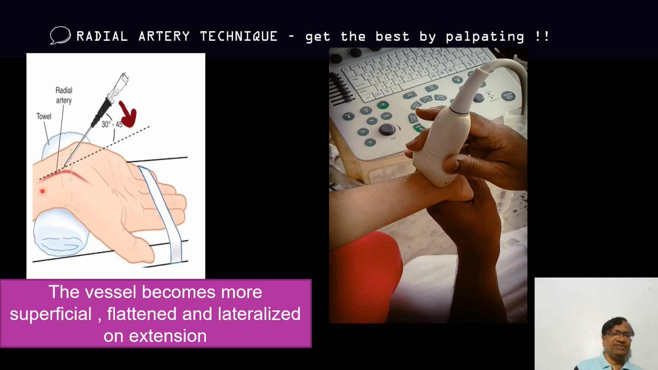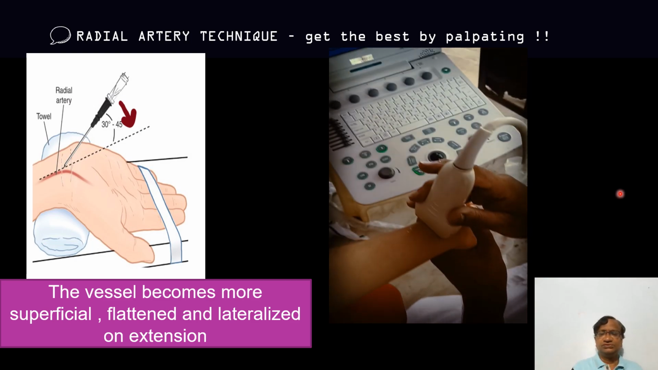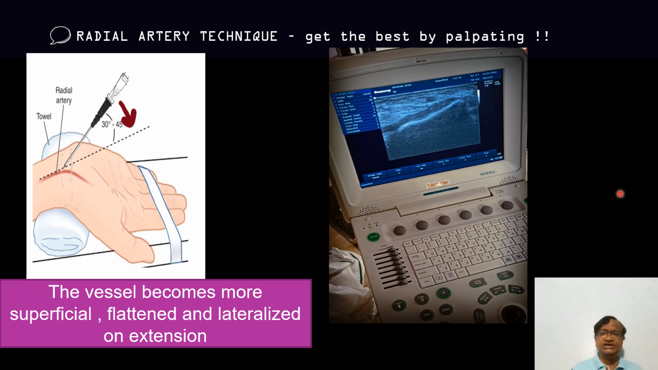Now you see, some people keep this very high, and this is 30 degrees. You come down and then cannulate, with a towel here, and this should be closed. The vessel becomes superficial, flattened, and lateralized on extension. If you extend, the artery will become superficial but more flattened, so we should think of the difficulty in cannulation. So we palpate here. Now if you do the extension, it will become lateralized. Now you see the artery here.